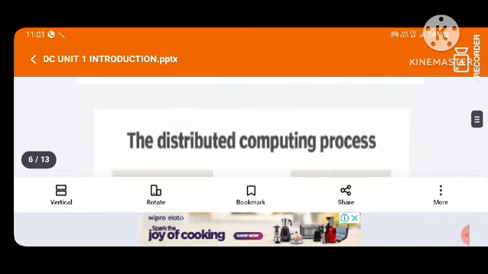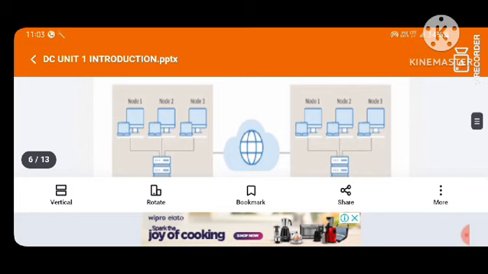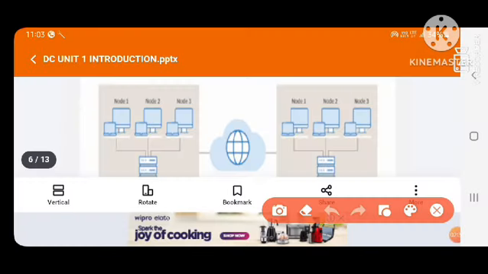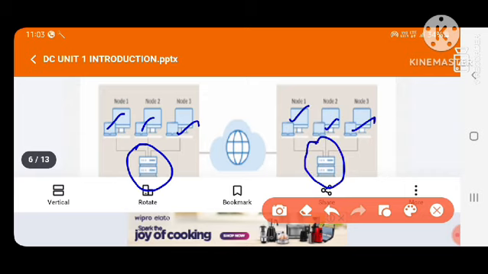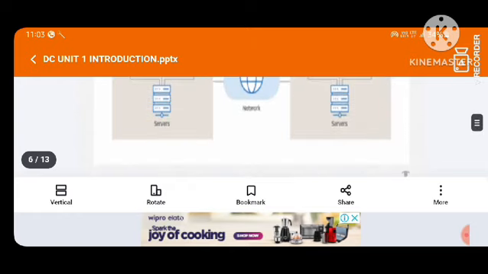So next one, distributed computing process. So in this distributed computing process, here node 1, node 2, node 3. So these data are commonly stored in a particular one server. So on the other side, node 1, node 2, node 3. So these data are stored in another server. These two servers are commonly connected as a network. Okay. So this is a distributed computing process.